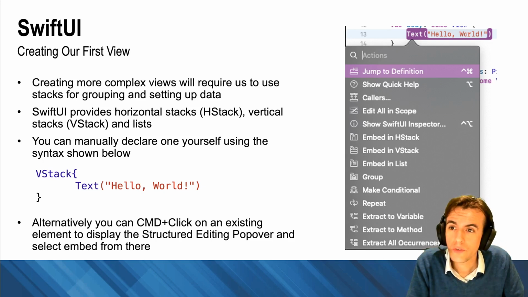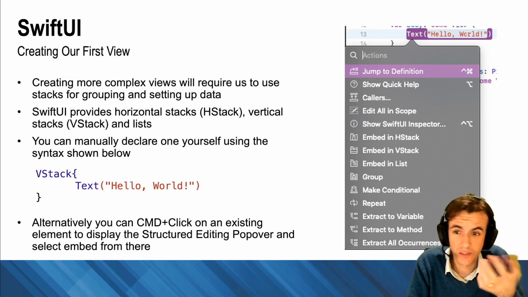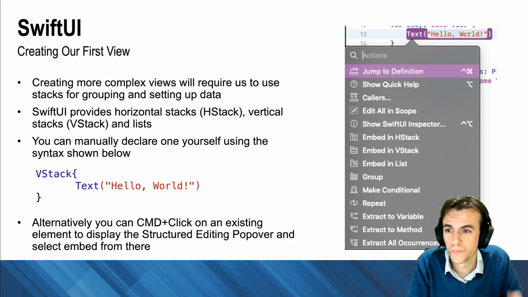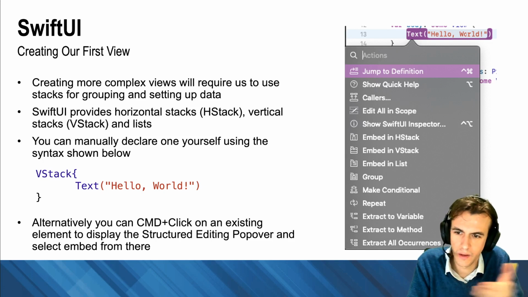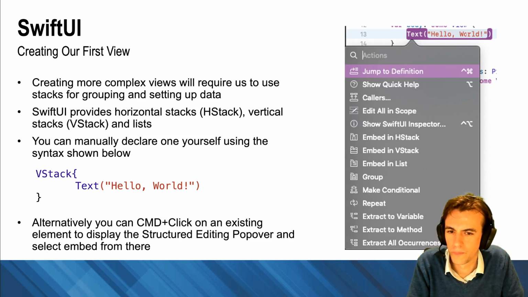If we want to do layout, we make use of horizontal or vertical stacks, and also lists. Lists are effectively table views. And you do this by just saying something like VStack and wrapping your text elements within here. So if we had 3 different text elements, they would get laid out vertically, and if you had an HStack, then they would be laid out next to each other, side by side. You can also command click on an existing element, and you get this structured editing popover, and you can select how you want to embed this thing. So there's options here: embed in HStack, embed in VStack, etc.